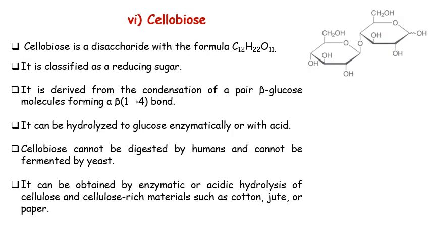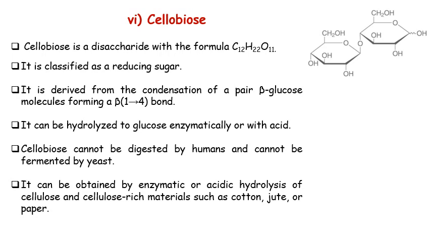The next one is cellobiose. Cellobiose is actually a disaccharide with the formula C12H22O11. It is classified as a reducing sugar. It is derived from the condensation of a pair of beta glucose molecules forming a beta 1,4 bond.